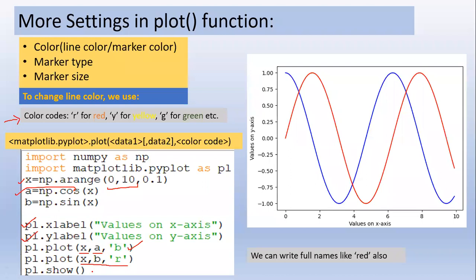Now see PL dot show. So this is your output after displaying. Blue color and red color lines are there. So this blue color represents cos and this red color is representing the graph of sine.